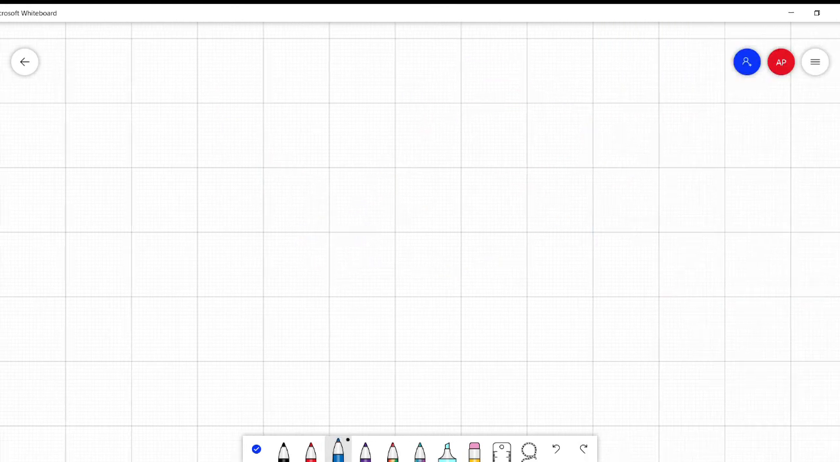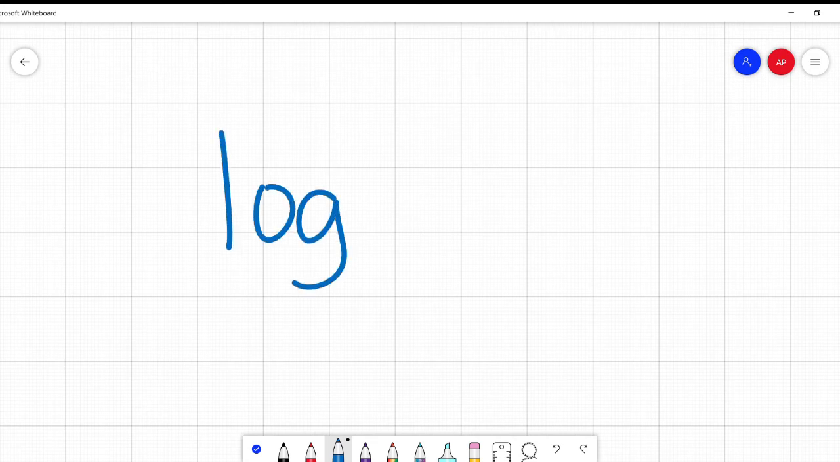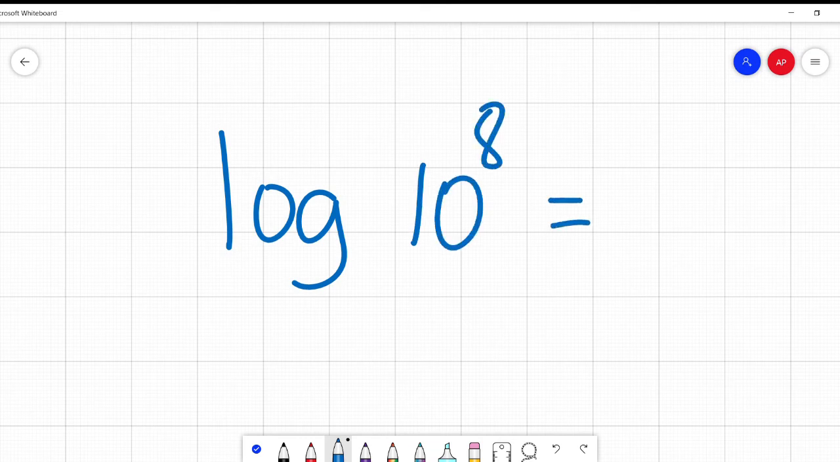Okay, so here's another example of this. So like if I had log of 10 to the 8th equals, well, it's base 10. This is an understood base 10.